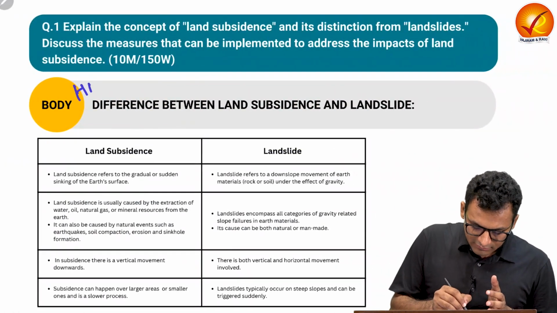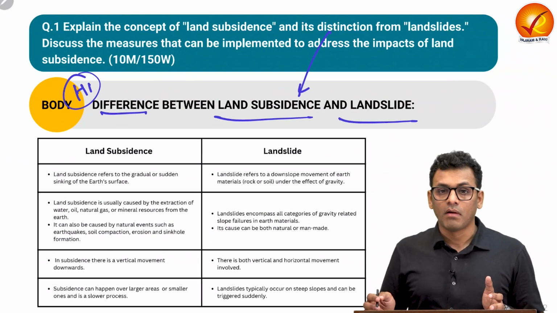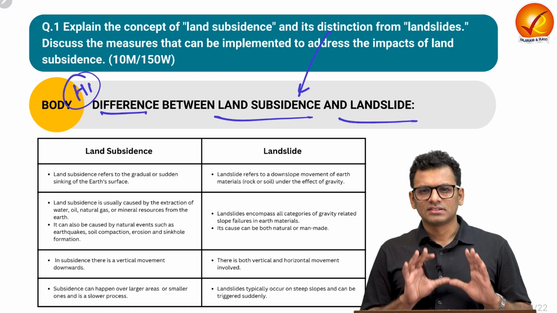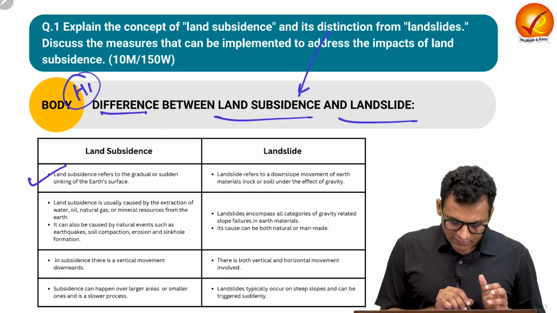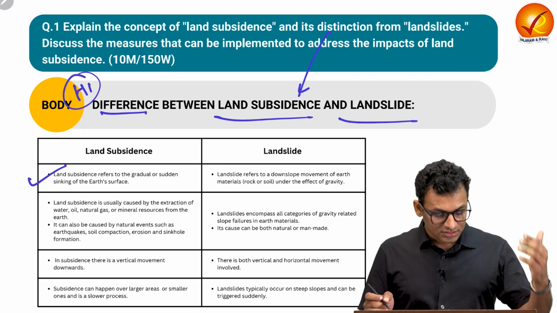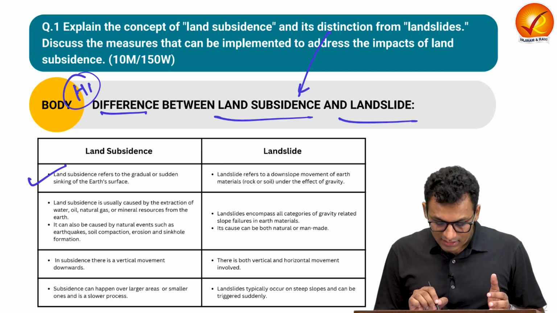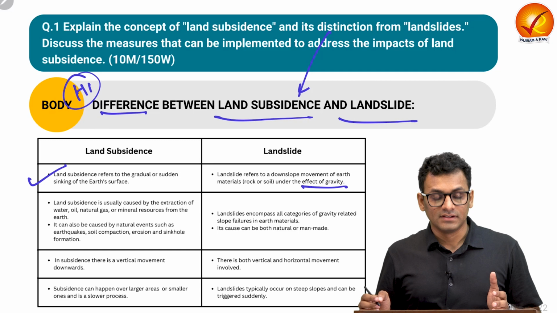In the body, the heading 1 is going to be the difference between land subsidence and landslide, as it is the direct demand of the question. Over here, you can create a table to provide clear distinction about land subsidence and landslide. Firstly, you can start with the definition, where land subsidence refers to the gradual and sudden sinking of the Earth's surface, whereas the landslide refers to downward slope movement of the earth material due to effect of gravity.